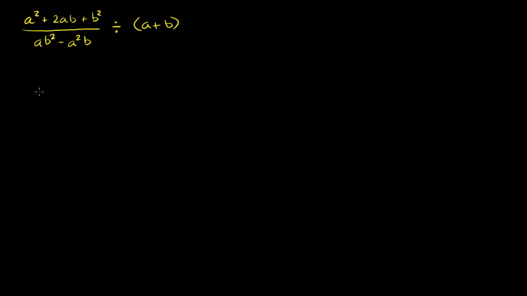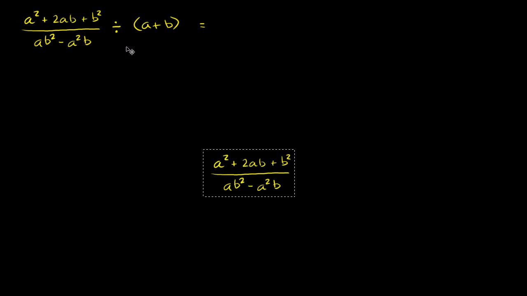So the first thing we might want to do is just factor this numerator and this denominator. And then we could divide, or actually we could go the other way. We could divide and then factor. So if we divide and then factor, this is equal to this whole expression. Let me just copy and paste it. That's probably the easiest thing to do.